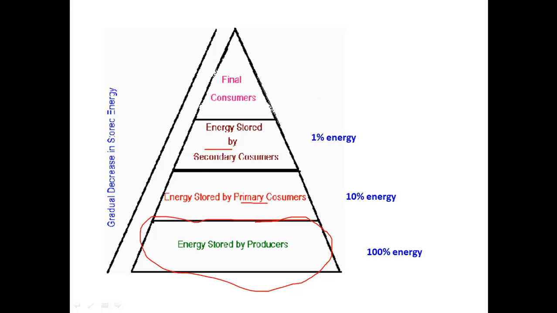1% of the energy goes to the secondary consumers, and only 0.1% of the energy goes to the final consumers. So you can see that as you go up a food chain, you decrease in the amount of energy.